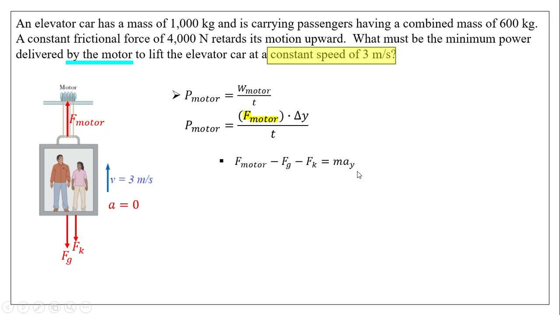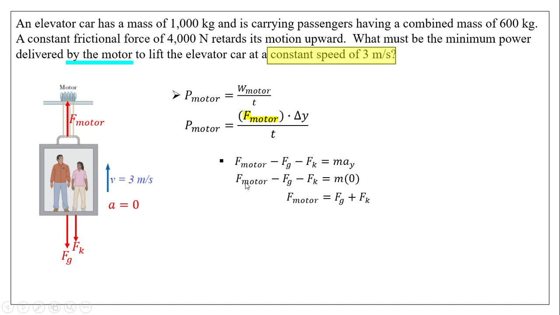Well, I know what a_y is because it's saying constant speed of 3 meters per second. So a_y is equal to 0. m times 0 is just 0. So in order to find F motor, I need to get rid of negative F of G and negative F of K. So I'm just going to add both those terms to the right, doing the opposite operation. Instead of subtracting, I'm just going to add it to both sides.